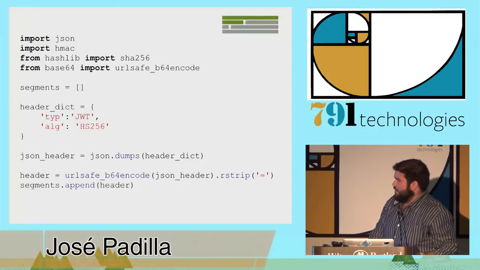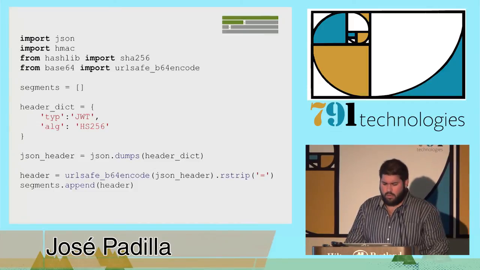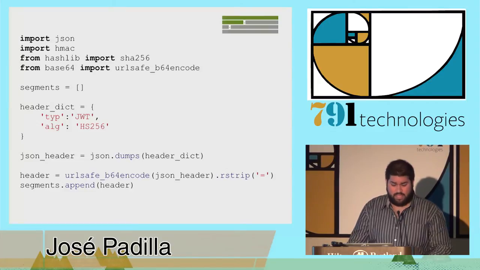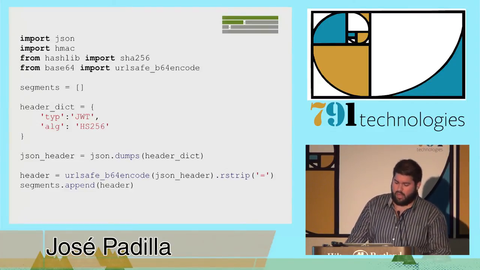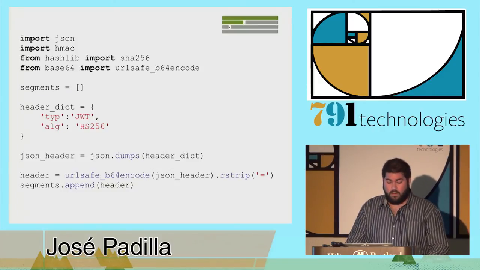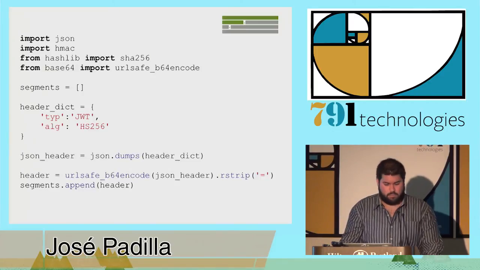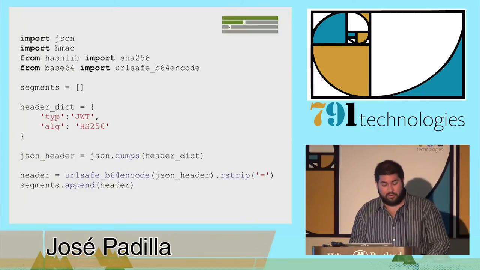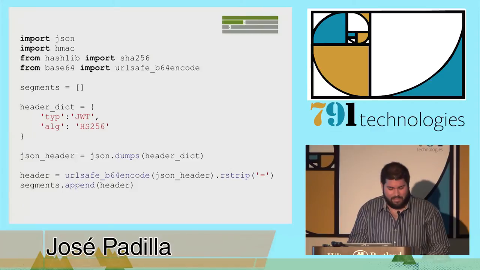Doing this with the standard library is pretty easy. You'll do some basic imports. You'll import the JSON module and the HMAC module. As I said, we're going to be using the SHA-256 algorithm, so we're going to import that algorithm from the hashlib module. Then, since our strings are Base64 encoded and safe for URLs, we'll be using the urlsafe_b64encode method from the Base64 module.